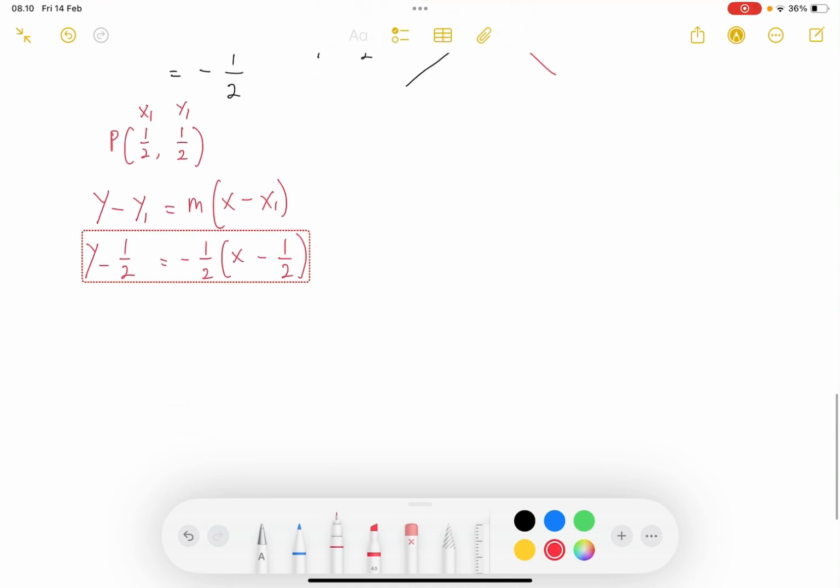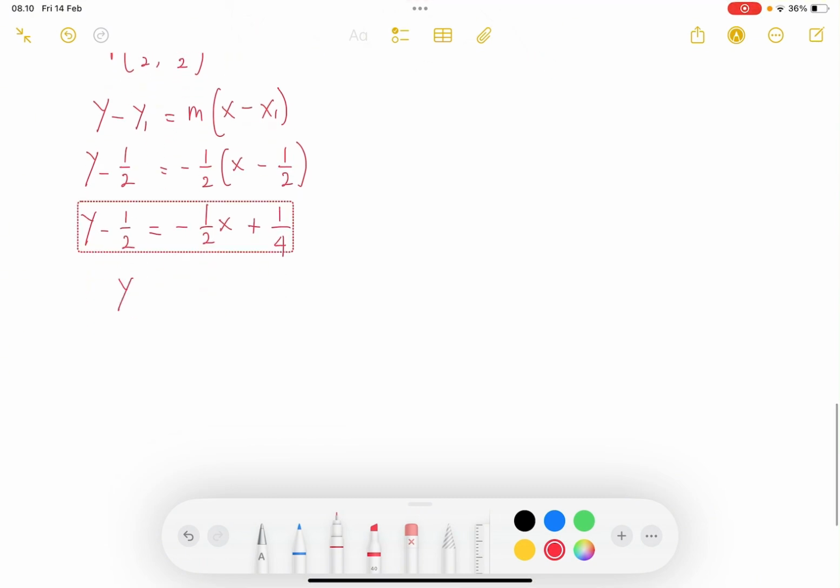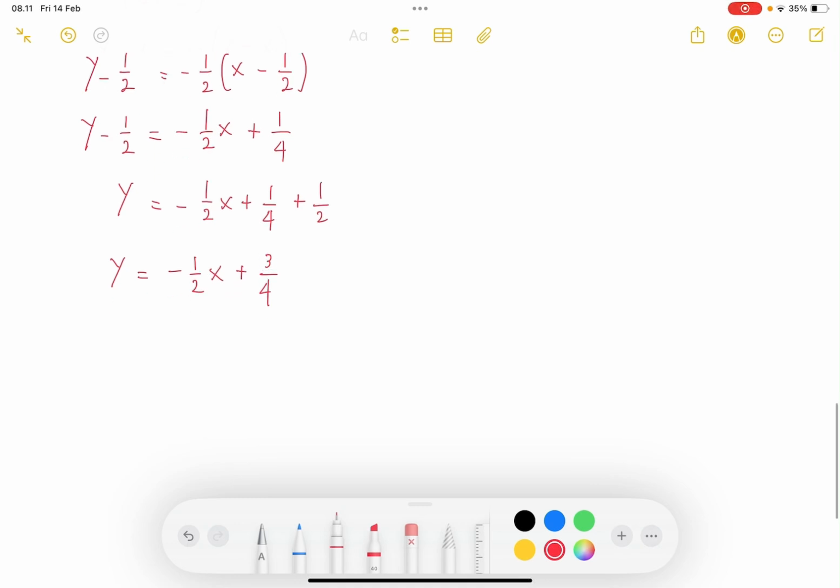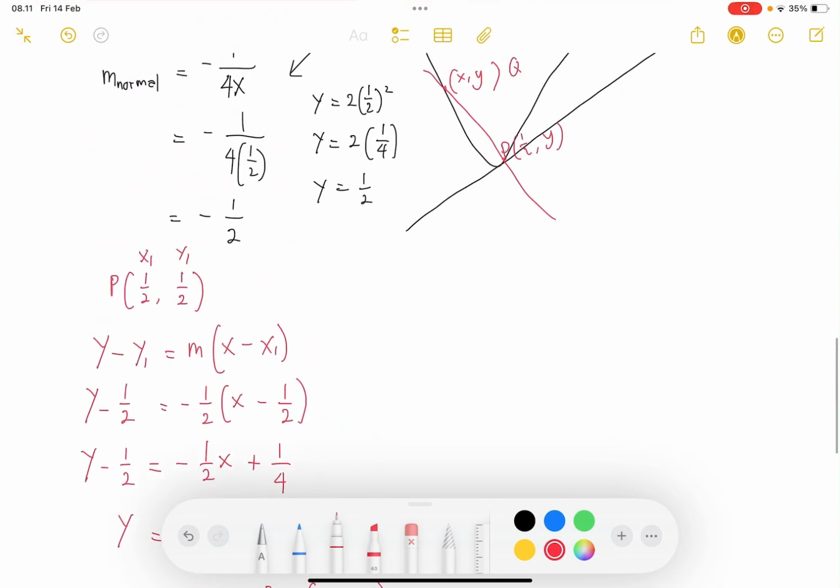Next, this is going to be y minus 1 over 2 equals minus 1 over 2x plus 1 over 4. So this is going to be y equals minus 1 over 2x plus 3 over 4, since 1 over 4 plus 1 over 2 is 3 over 4, right? Now this is already the equation of the normal. Now what should we find? The coordinates of Q, right?